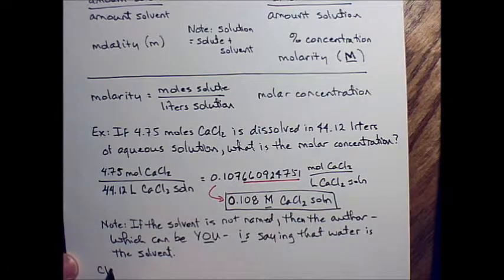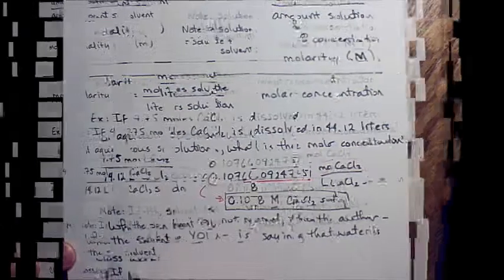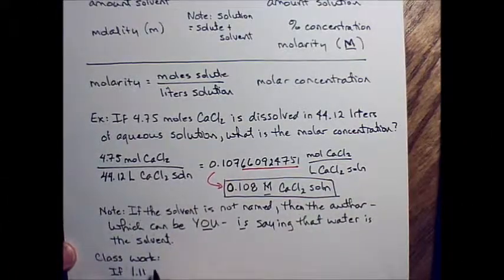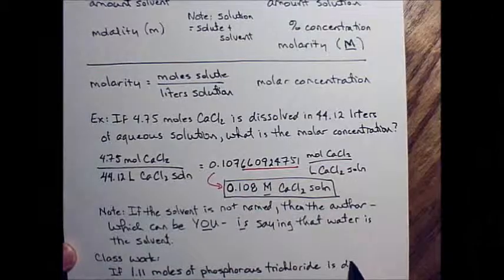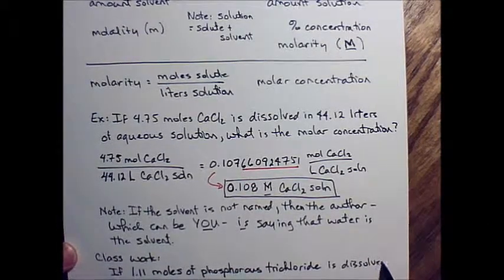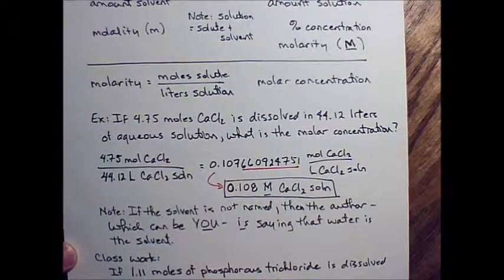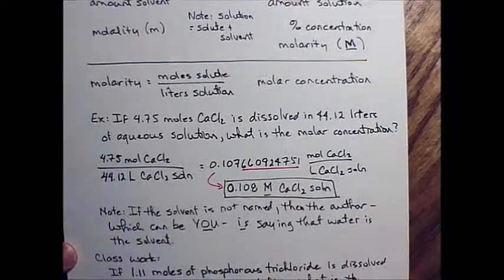Alright, so here's a chance for you guys to practice. If 1.11 moles of phosphorus trichloride is dissolved in 15.4 liters of aqueous solution, what is the molar concentration?